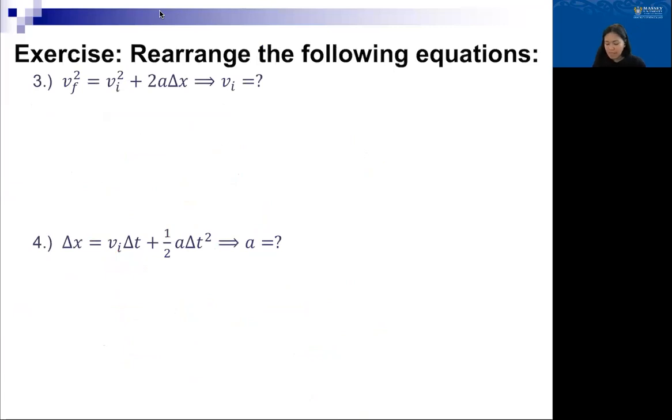So the next example, next question is VF squared equals VI squared plus 2A delta x, and you want to find VI. Okay, so VI is here. You have VI squared, but actually what you want is only VI, not VI squared. And then VI squared is added to 2A delta x. So remember BEDMAS. Okay, so you build the equation up from the variable you want to isolate, VI.